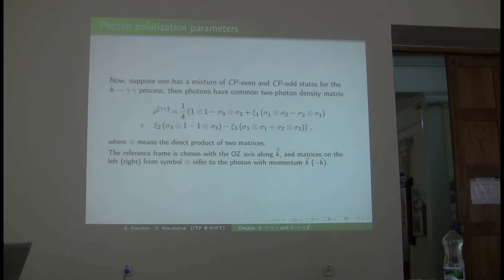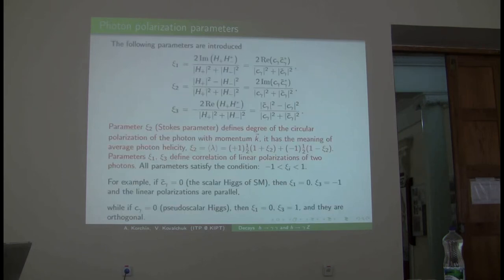So since the polarizations of these two photons are correlated, we have to describe polarizations of these two photons by a correlated density matrix of two polarized photons. It also has three parameters. One of them I will explain later. So this is a direct product of two matrices, one of which acts on the first photon, another one, as usual, acts on the second photon. And we can calculate these parameters in terms of the amplitudes which describe this decay.